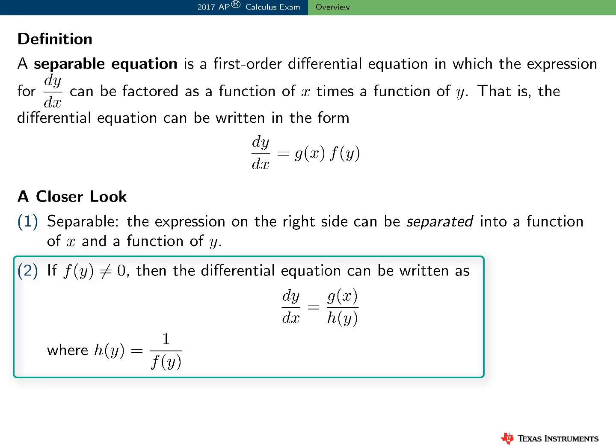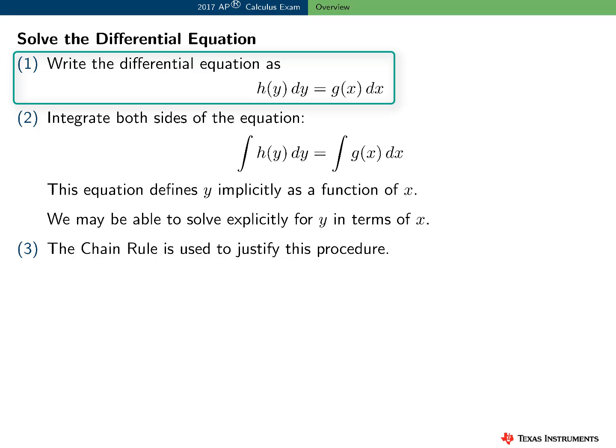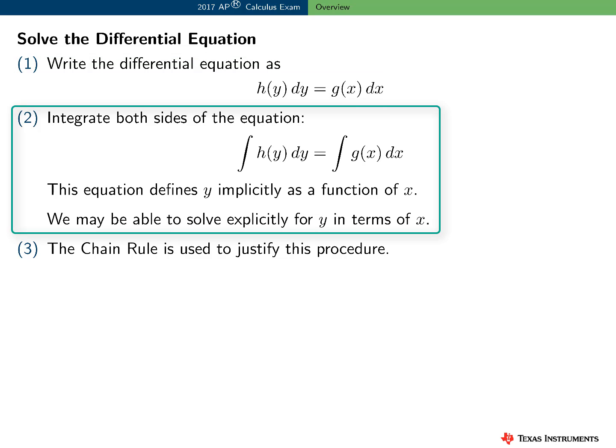Now, if f of y is not equal to 0, then we can write the differential equation in this form, where h of y is 1 divided by f of y. To solve this differential equation, we begin by rewriting it in differential form. h of y dy is equal to g of x dx. So now all of the y's are on one side and all of the x's are on the other side. Then we integrate both sides of the equation.